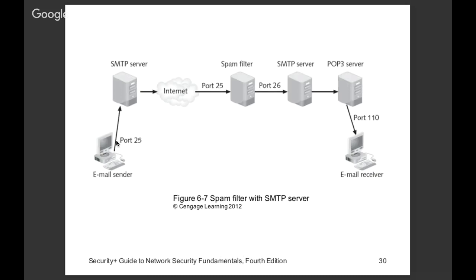So here we go. We've got email sends, email receive. So email sends, port 25, goes to the SMTP server through the internet. Port 25, spam filter. Port 26, SMTP filter. POP3 server, which is 110, sucks it down to the actual receiver.